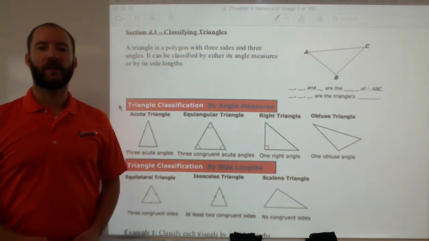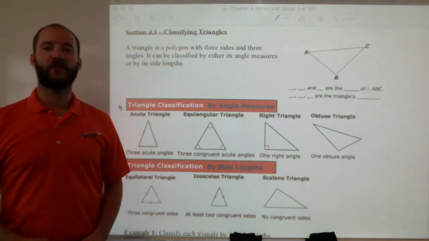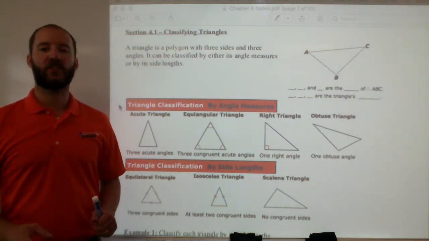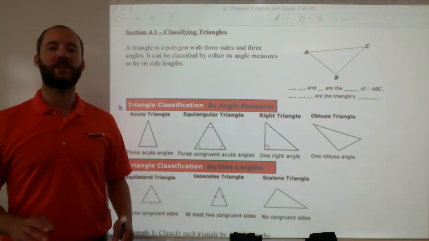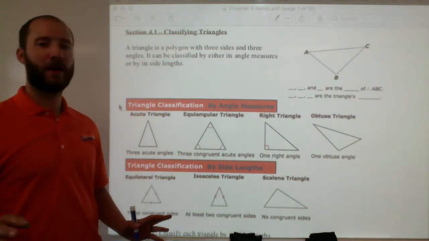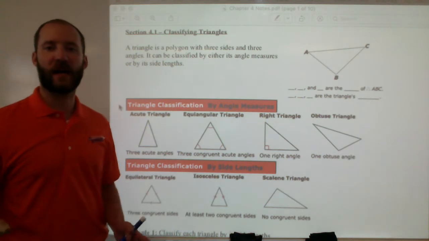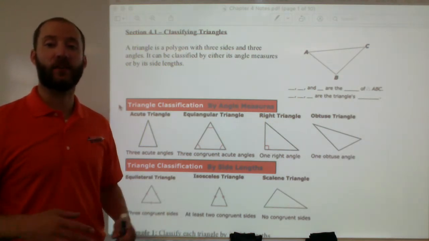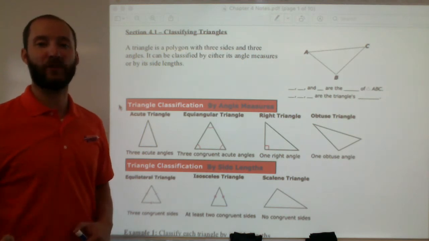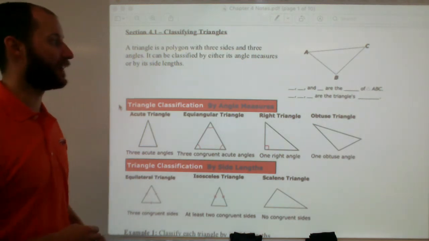Section 4.1, Classifying Triangles. Chapter 4 is everything you'd ever want to know and even more about triangles. We're going to start at the beginning with how we talk about them, how we name them, how we label them. So a triangle is a polygon. It fits that definition of polygon, 3 sides and 3 angles. It can be classified in 2 different ways, by its angle measures or by its side lengths.